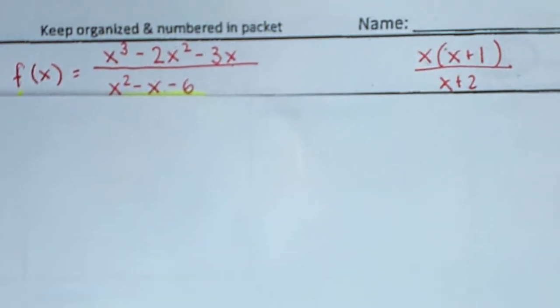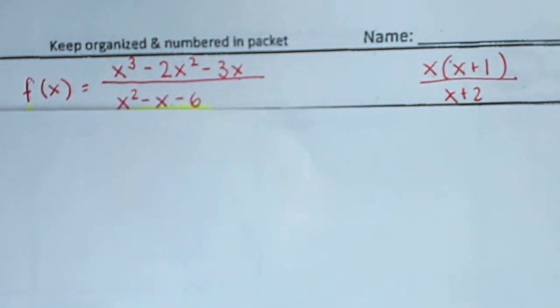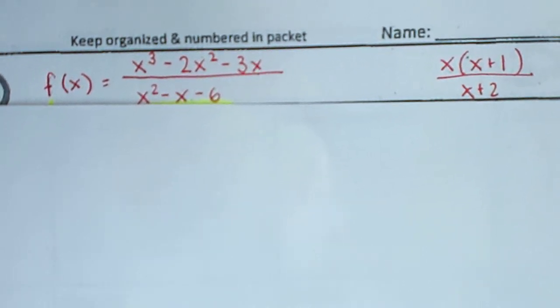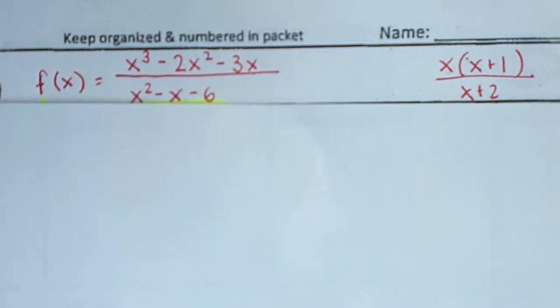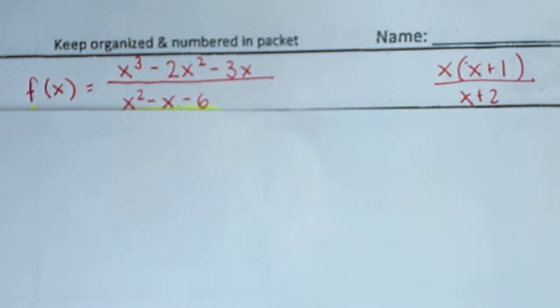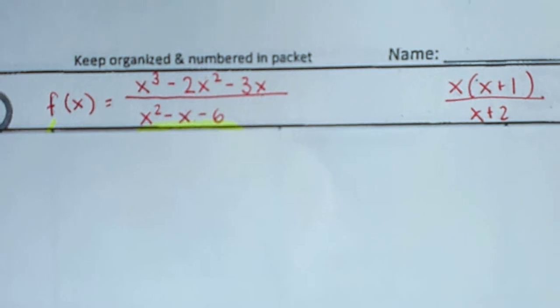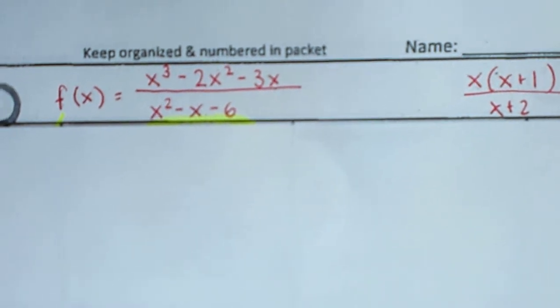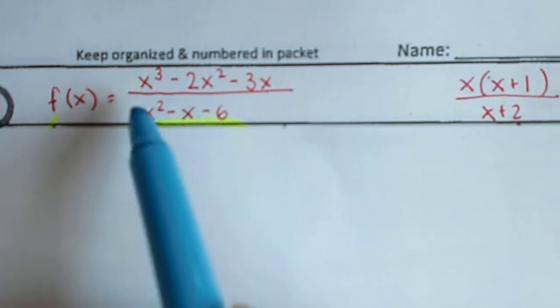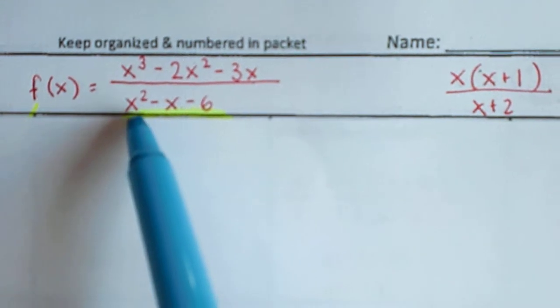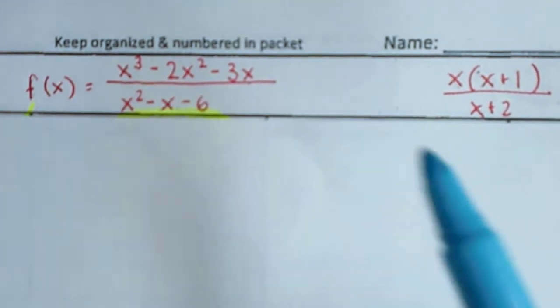This is Noah from period 1, and we will be looking at how to graph rational functions. We'll start off by looking at vertical, horizontal, and slant asymptotes along with holes, and we will also find x and y intercepts. So our equation is f of x equals x cubed minus 2x squared minus 3x over x squared minus x minus 6.